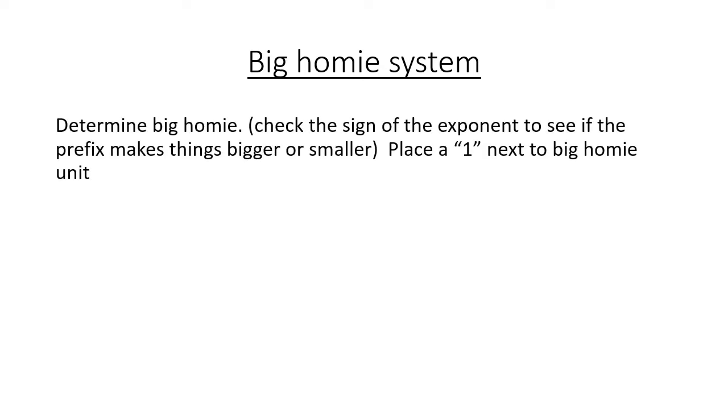So I don't like thinking about all those relationships, and so I've created a shortcut system that I'll call the big homie system. And the way it works is your goal is to figure out who is the big homie or who has the big units. Typically, all I do is I check the sign of the exponent for the prefix, and that tells me whether the prefix will make things bigger or make things smaller. The moment I know what the prefix does, then I can determine who big homie is.